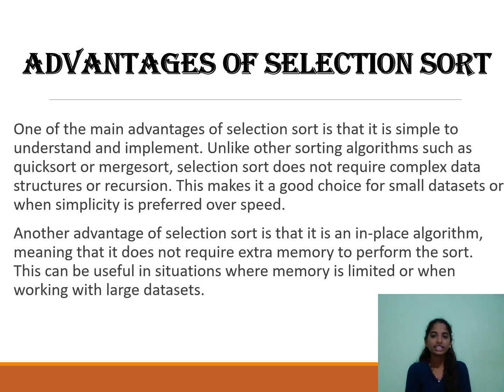Now let's see the advantages of selection sort. One of the main advantages of selection sort is that it's simple to understand and implement. Unlike other sorting algorithms such as quicksort or merge sort, selection sort does not require complex data structures or recursion. This makes it a good choice for small data sets or when simplicity is preferred over speed. Another advantage of selection sort is that it's an in-place algorithm, meaning that it does not require extra memory to perform the sort. This can be useful in situations where memory is limited or when working with large data sets.